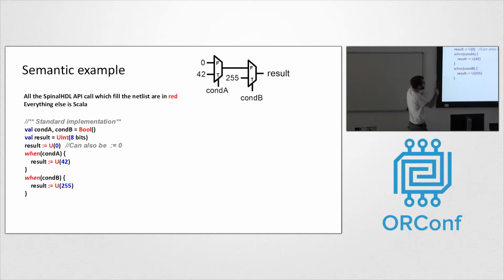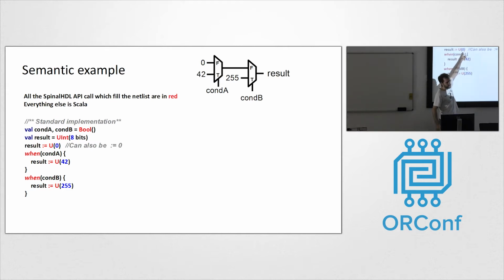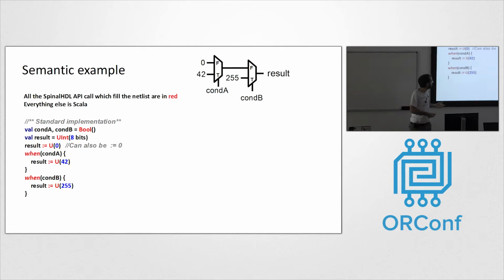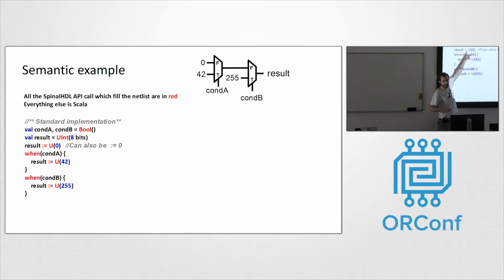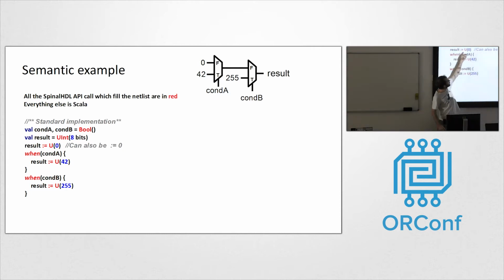Defining result as a unit of 8 bits, quite simple. Assigning result with a hardware literal with the value 0. So 0 is a Scala word. 0 is a software thing. So if you want to push a 0 value into the netlist, you have to say U, for unsigned value, 0, to push into the netlist. In practice, you can just write 0 here. You don't have to write this, but for the presentation, I make it explicit.